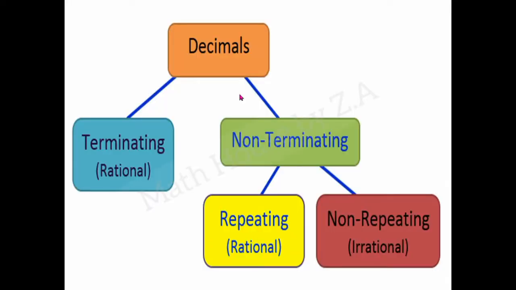Students, in our previous lecture we have studied what decimal numbers are and how to convert fractions into decimals. Now in this session we can see that decimal numbers also have two types. One is terminating decimals, another is non-terminating decimals. And non-terminating again has two kinds: one is repeating and rational, the other is non-repeating and irrational. So what are terminating and non-terminating? Very simple and very easy.